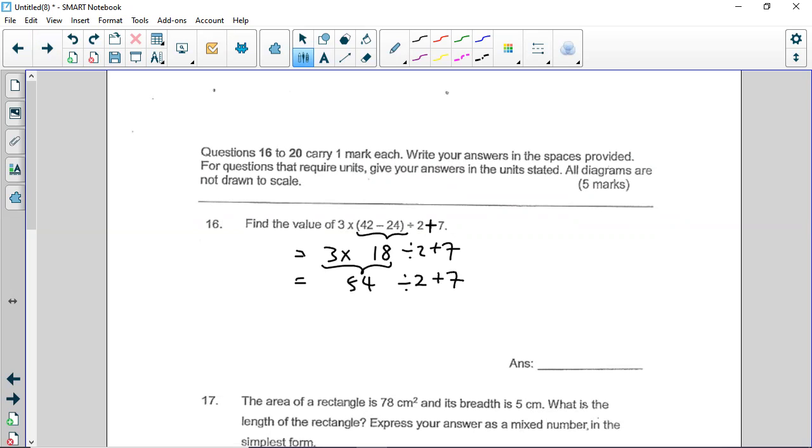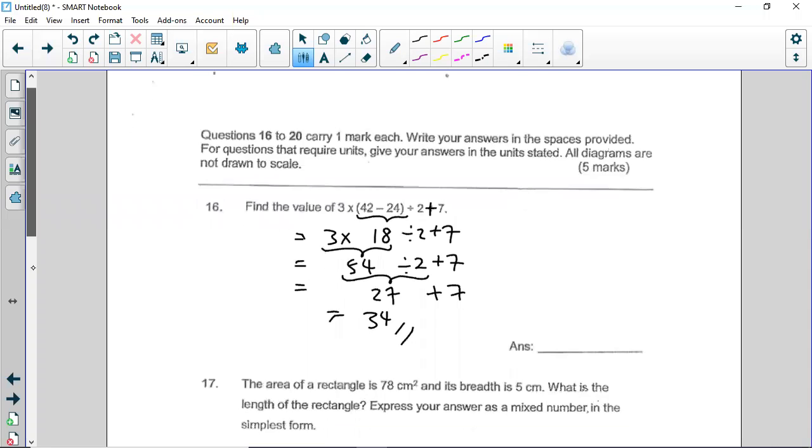All right, so what do you do now? You do the divide because divide is more important than plus. So 54 divided by 2, you get 27, plus 7, and that's how you get your answer 34, right? 27 plus 7 is 34. Okay, so that's how you do the 4 operations.